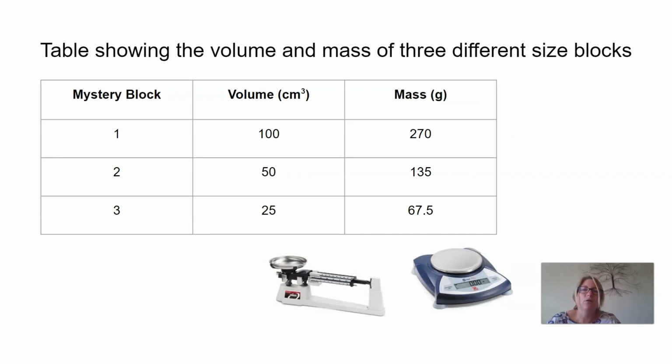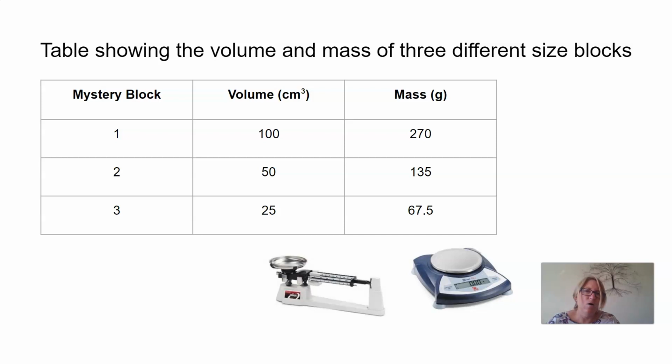And now we need to calculate the mass of our mystery blocks. You can do this in the lab or back at school using a triple beam balance or an electronic scale. So I got the electronic scale out and measured the mass of the 3 blocks. The largest block had a mass of 270 grams. The second block had a mass of 135 grams, and the smallest block had a mass of 67.5 grams. So here we have recorded the values in the table.